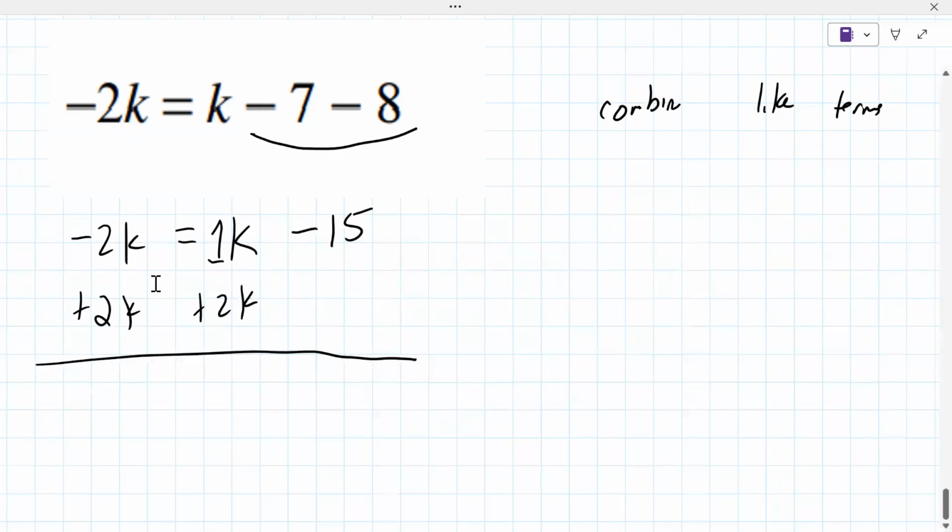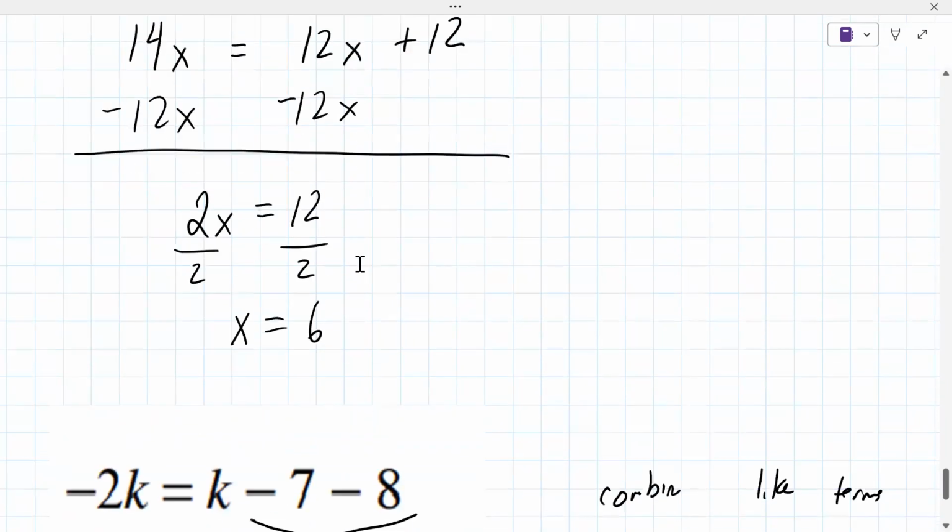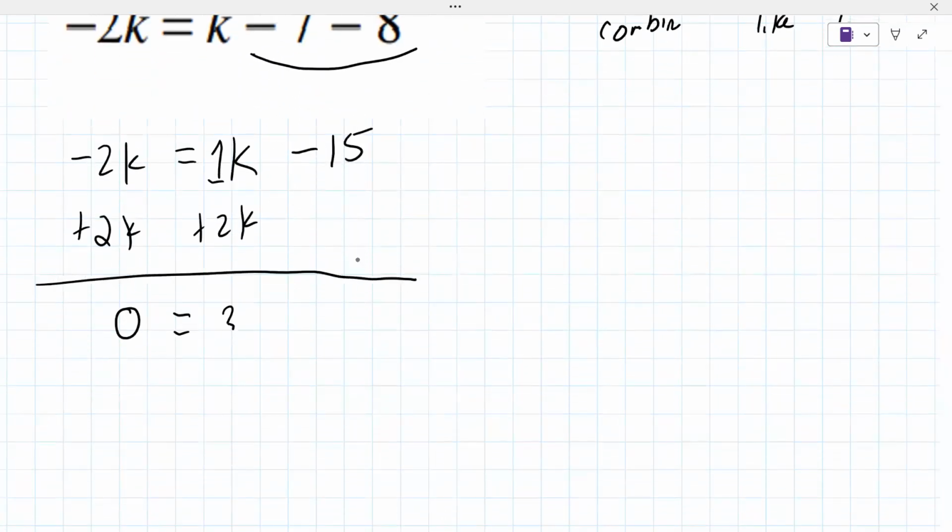What is left on the left? What goes on the left side of the equal sign when these cancel out? 0. Oh, yeah. Right. So in all the previous problems, when we added the variable like 12x minus 12x, we didn't put anything here. It was 0. 0 plus 12 is 12. Okay. All right. So this is 0 equals 3K minus 15.